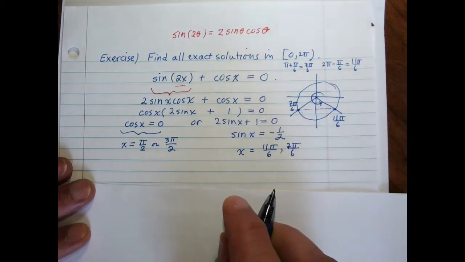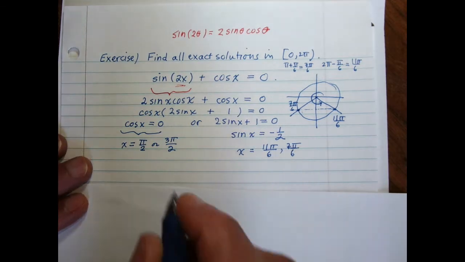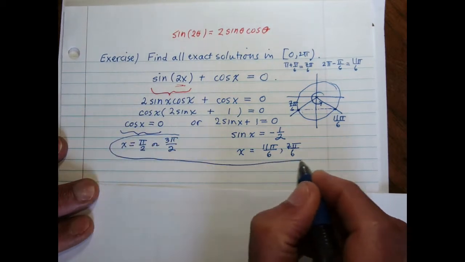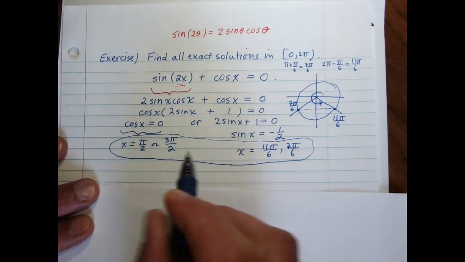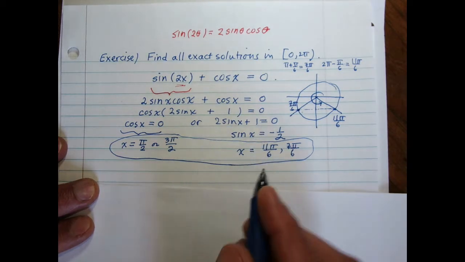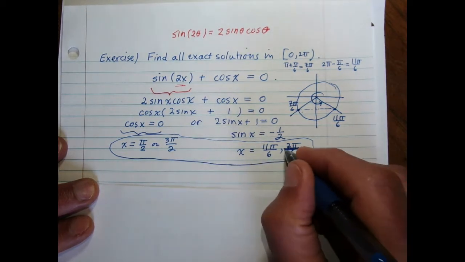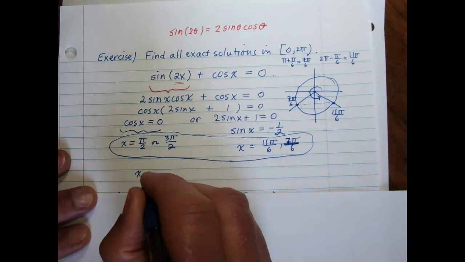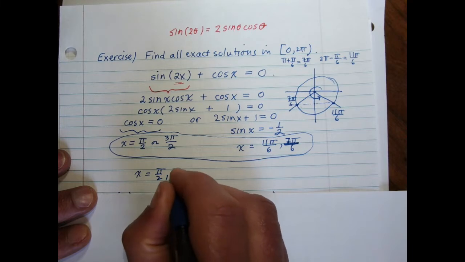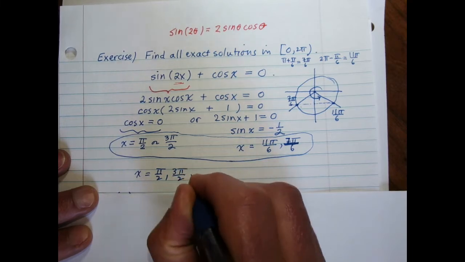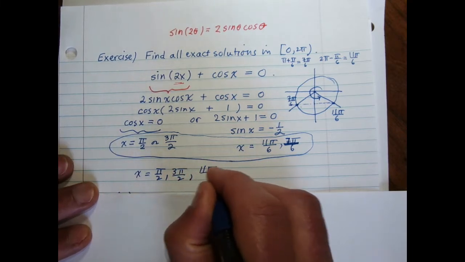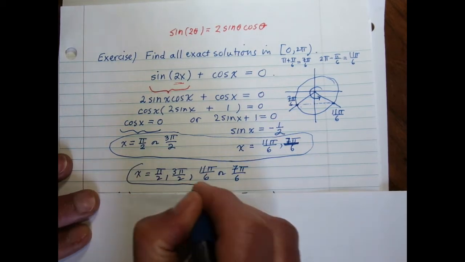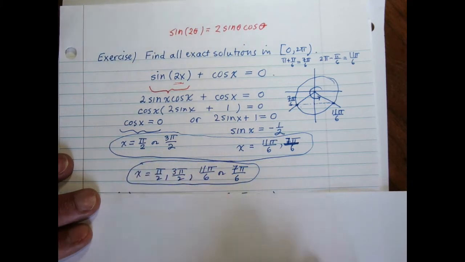And I think there's nothing else that's fancy to this problem. There are 4 solutions, 2 from each of these equations that split up. The only tricky part is our little bit of unit circle calculation here. So let me just write x equals pi over 2, 3 pi over 2, 11 pi over 6, or 7 pi over 6. There are my 4 solutions to that equation.